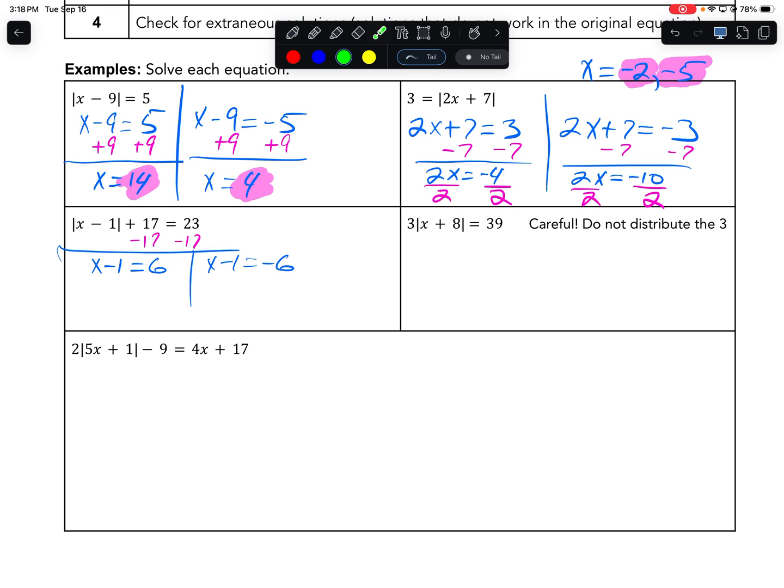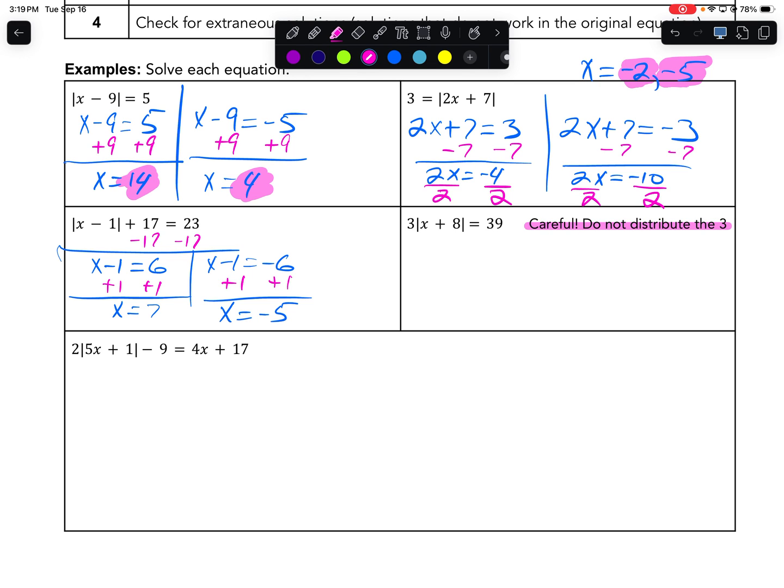Your homework problems are more like this. Right? We're just getting your brains warmed up by doing these kind of easier problems here. So next we add 1 to both sides, both equations. So over here I get x equals 7. Over here I get x equals negative 5. Done. Easy peasy.